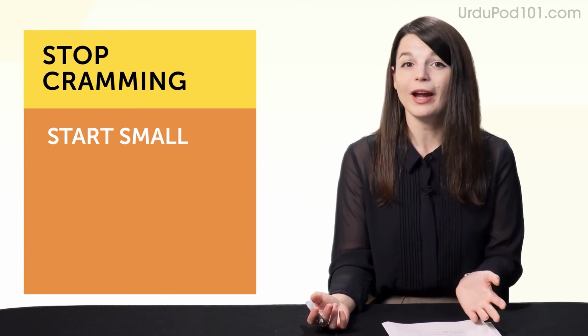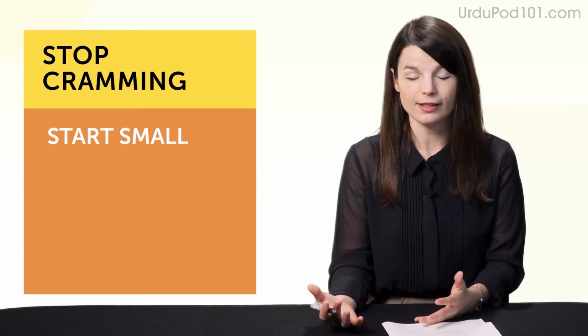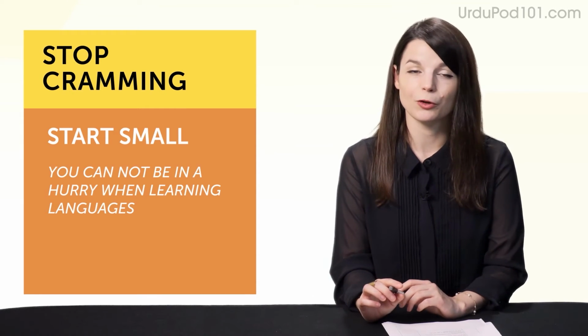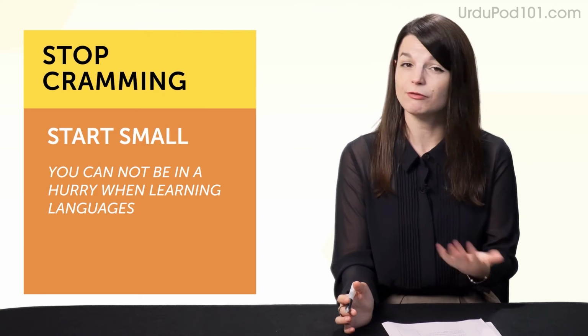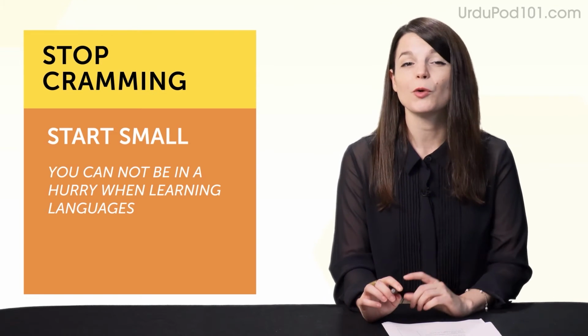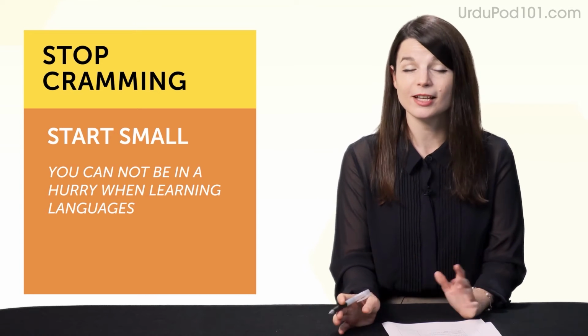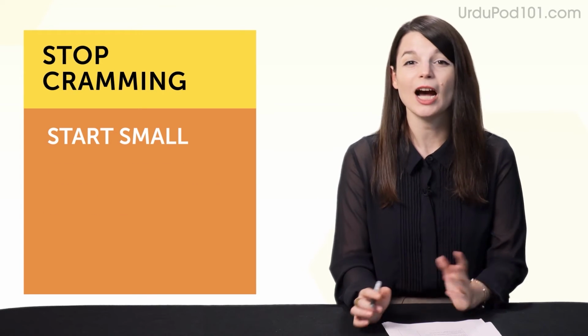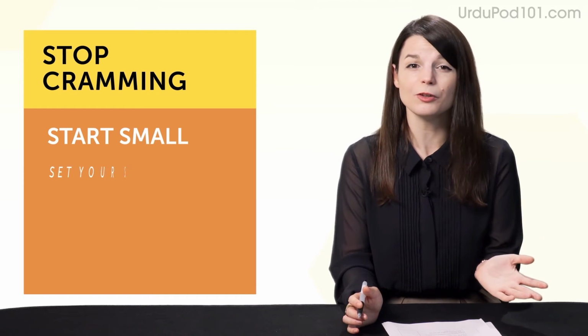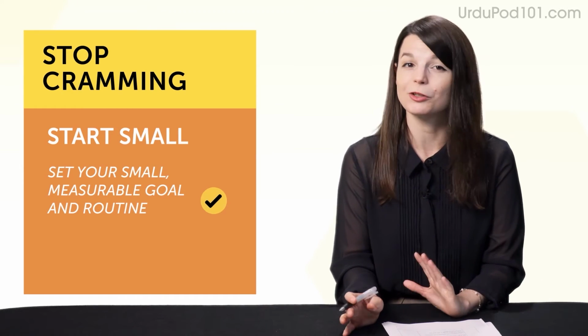Next, habit number 3, don't cram. Instead of cramming or forcing yourself to learn for 1 or 5 hours, start small. Cramming may have worked for you with studying for tests, but language learning is a marathon, not a sprint. So if you do 5 hours now, you'll burn yourself out. You'll hate the learning, and that's not good. That's how you fail at your goals and dreams. But if you can do 5 to 15 minutes a day, every day, learning won't be overwhelming, and you'll be successful in the long run. So, how do you create this habit? If you've set your small, measurable goal and routine, you're good to go.